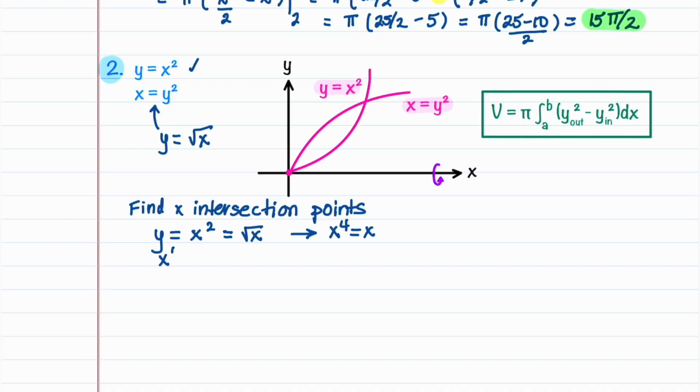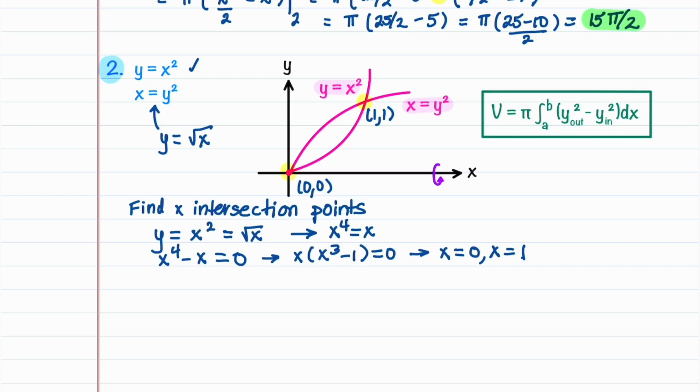I'm going to subtract x from both sides, and we get x to the fourth minus x is equal to 0. We can factor this, we'll pull out an x, and we have x times x cubed minus 1 is equal to 0, and this gives us that x is equal to 0, and x is equal to 1. Now we can go back up to our graph and we can see that our two intersection points are (0, 0) and (1, 1). We'll go ahead and label that.